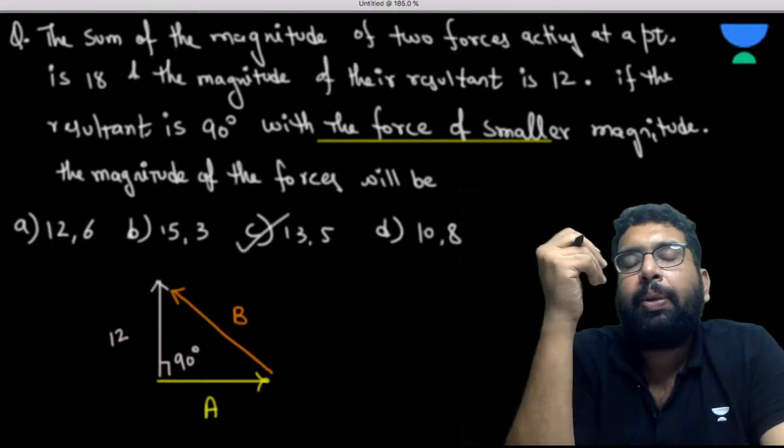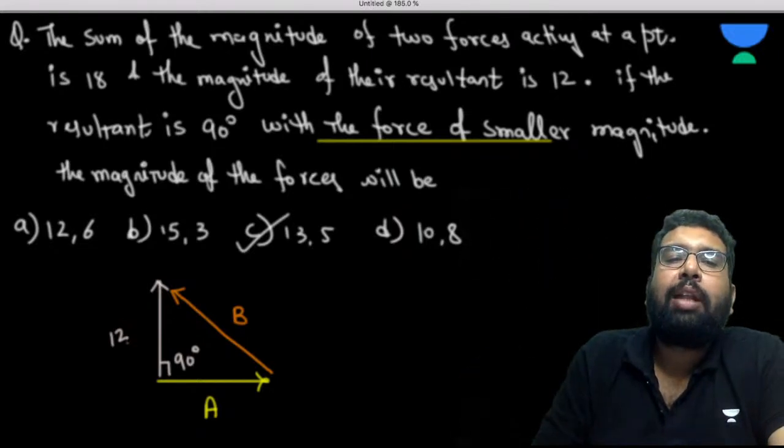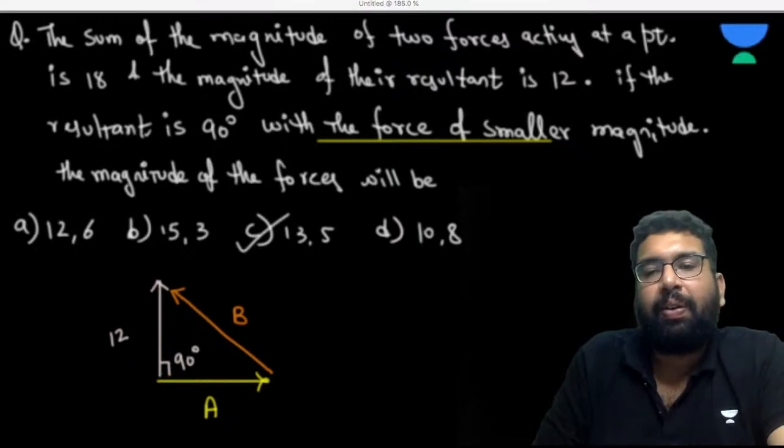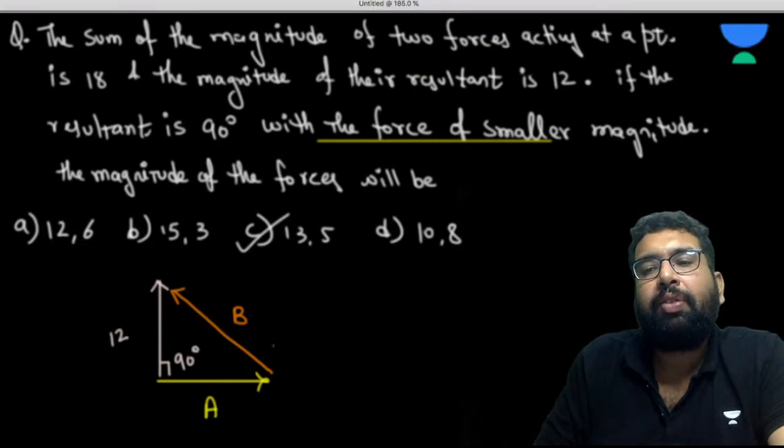Wonderful. Now please think this way. Now this is 12, this is 90. So what can we do, sir? From here, can we make some calculations? What calculation can we make?